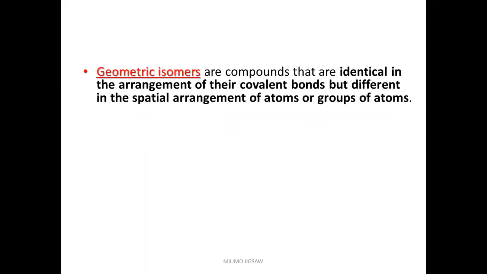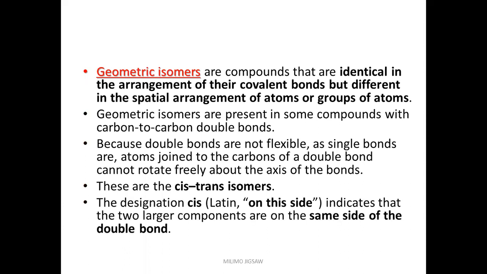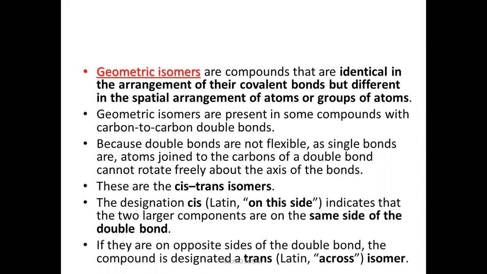Geometric isomers, we said they're identical in the arrangement of their covalent bonds, but differ in the spatial arrangement of atoms or groups of atoms. So we talked about the cis and trans isomers. When it's designated as cis, it simply means on the same side. It indicates that the two large components are on the same side of the double bond. If it is trans, it means that they are on the opposite sides of the double bond. So we're going to find the cis and trans, especially when we start looking at the lipids.